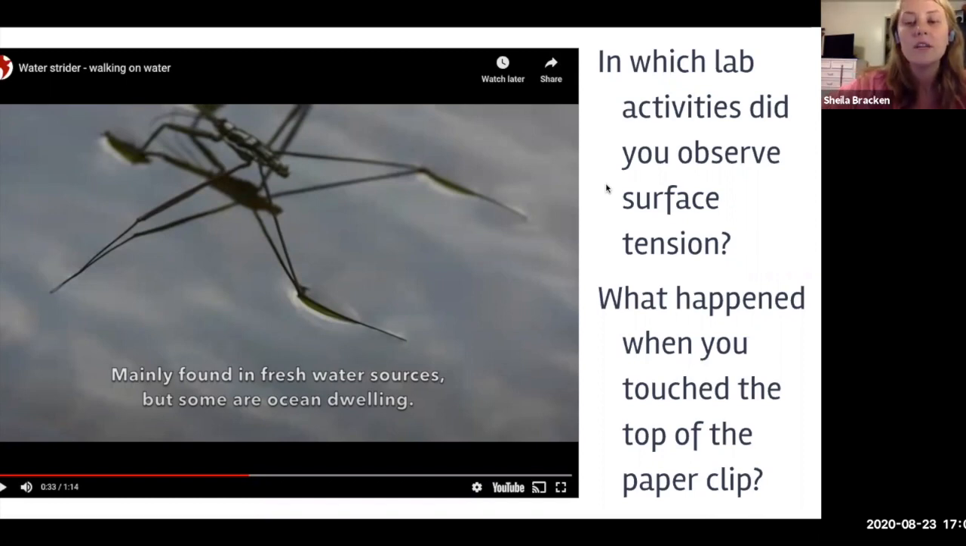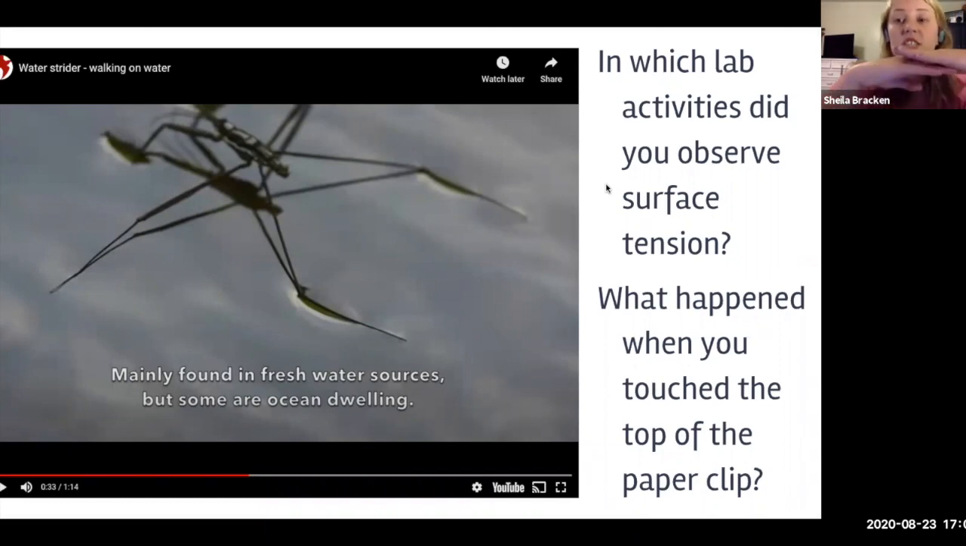So what happened when you touched the top of the paperclip? Whenever I touched the top of the paperclip in that video, what happened? It immediately sunk to the bottom, right? And why would that happen? It was fine before, right? It was floating. It's not because the paperclip was less dense than the water, right?